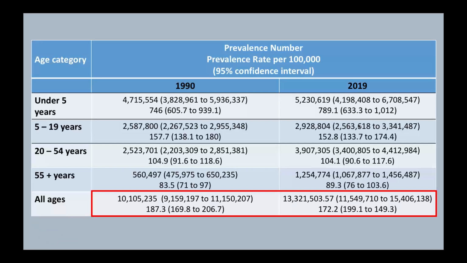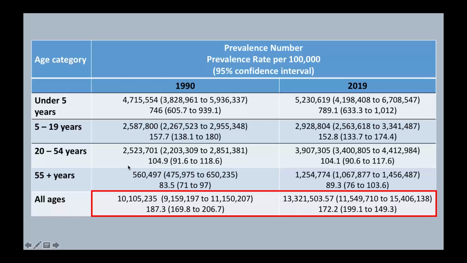I also pulled some numbers from the most recent data. This was actually comparing 1990 to 2019, the most recent data available through GBD. You can see the prevalence number written out, and then the prevalence rate, which is per 100,000, and then the 95% confidence intervals for those. The left-hand column is broken down by age group, and the other two columns are broken down by year. I'll just point out that the total number of prevalent cases has gone up in all age groups, not surprisingly over time, as the population has continued to increase.